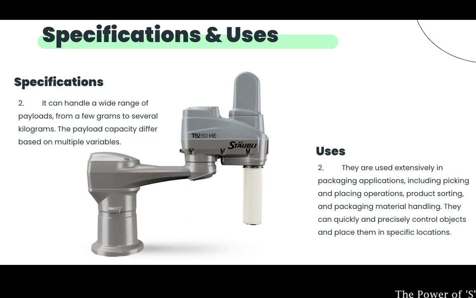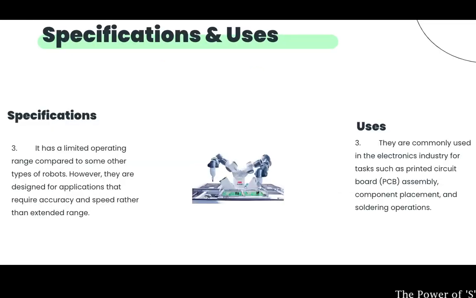Specifications. It can also handle a wide range of payloads, from a few grams to several kilograms. The payload capacity differs based on multiple variables. Now the uses. They're used extensively in packaging applications, including picking and placing operations, product sorting, and packaging material handling. They can quickly and precisely control objects and place them in specific locations. That was a lot to read through, guys.